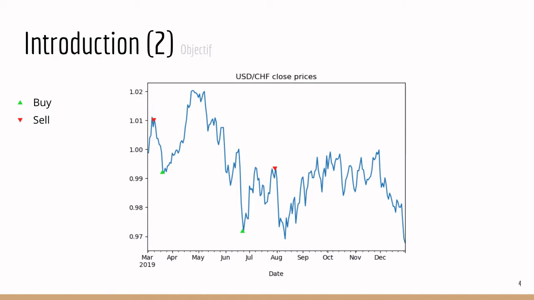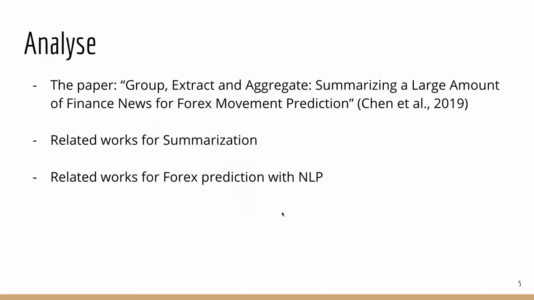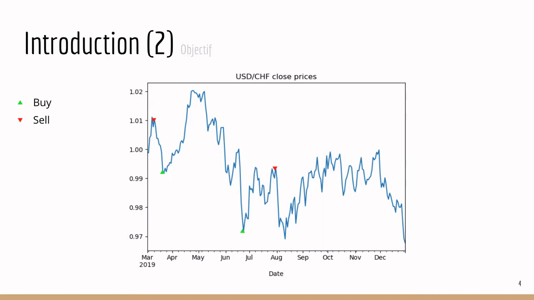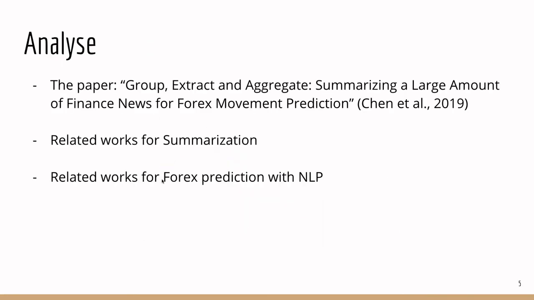Long is when you first buy, for example, you buy here a Swiss franc at a low rate, and you sell it at a higher rate to make money. And the second position is short, when you want to sell at a high price, and buy it back at a lower price. To do that, we have found a paper which was made in 2019. Based on this paper, we searched for related works for summarization and for expression with NLP, to see what has been done at the moment, to compare and see if it was the right idea to go with this paper.